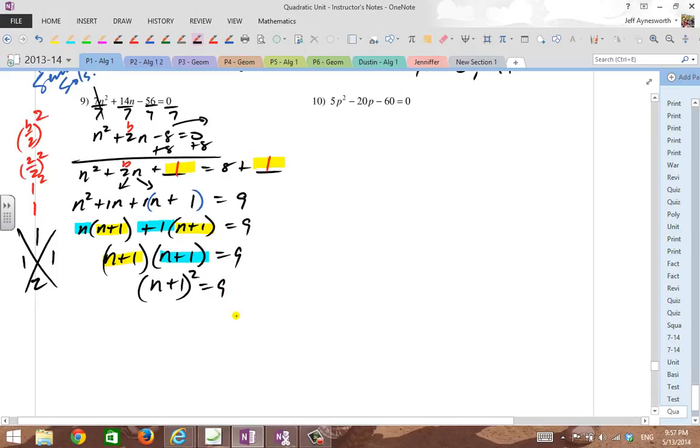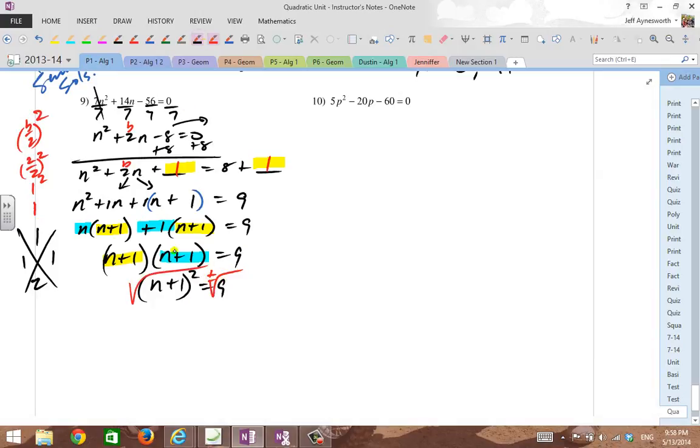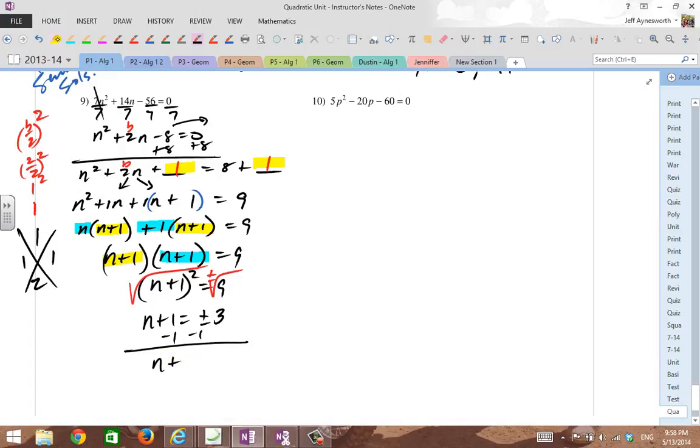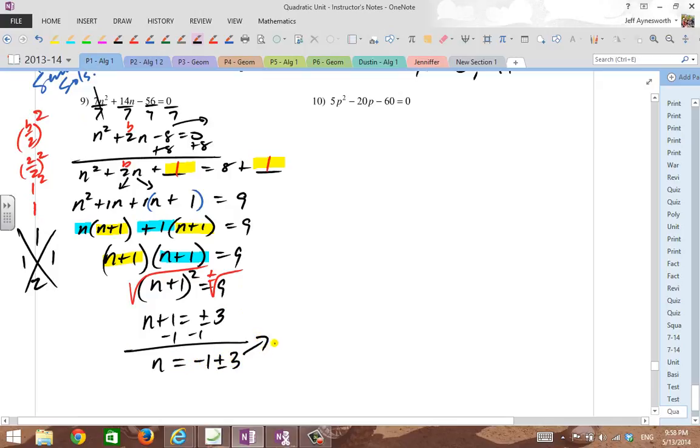And at this point, look right above it, the 2 right above it. Well, we square rooted, right? Well, you want to do the same thing. So square root again, put this plus or minus symbol in there. And you get n plus 1 is equal to plus or minus 3 because the square root of 9 is 3. And after you subtract 1, we get n equals negative 1 plus or minus 3, which means 2 things. Negative 1 plus 3, which is 2, and it means negative 1 minus 3, which is negative 4.